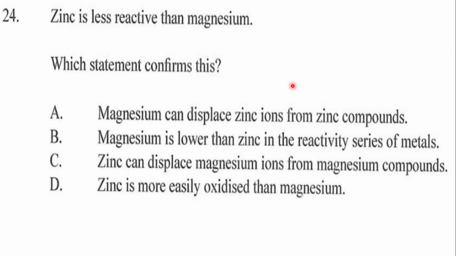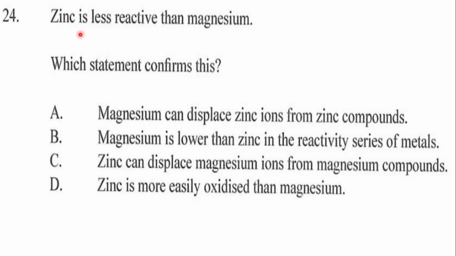Let's move on to question number 24, and it says zinc is less reactive than magnesium. Which statement confirms this? Is it A, magnesium can displace zinc ions from zinc compounds? B, magnesium is lower than zinc in the reactivity series of metals? C, zinc can displace magnesium ions from magnesium compounds? Or D, zinc is more easily oxidized than magnesium?